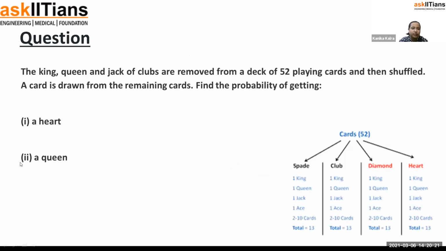Let's move further. Now comes the real question, which is based on cards. There is a total of 52 cards, divided into 4 suits: spades, club, diamond, and heart. These are black cards, and these are red cards. Now in spades, you have 1 king, 1 queen, 1 jack, 1 ace, and the numbered cards. Similarly, the same goes for everything. In total, there are face cards also.